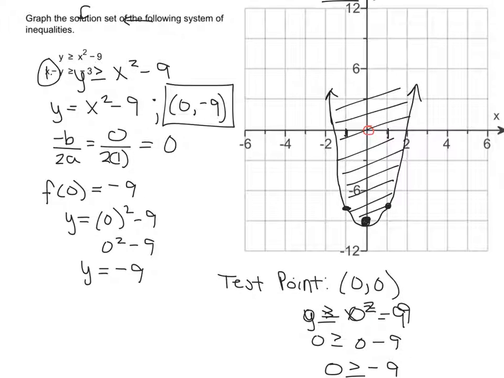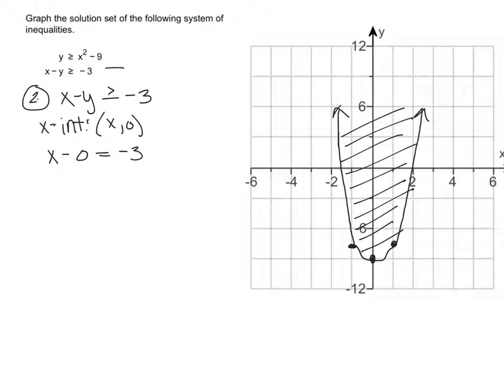Now that I graphed my first inequality, I'm going to graph the second inequality on the same coordinate plane. My second inequality is a linear inequality. So I'm going to change the inequality sign to an equal sign and then find the x-intercept. To find the x-intercept, we'll just plug a 0 in for y. So I get x minus 0 equals negative 3, and that tells me that x equals a negative 3. So my x-intercept is negative 3, 0.